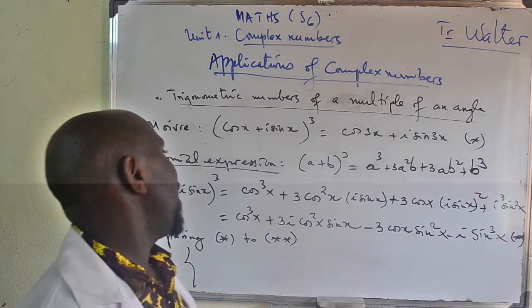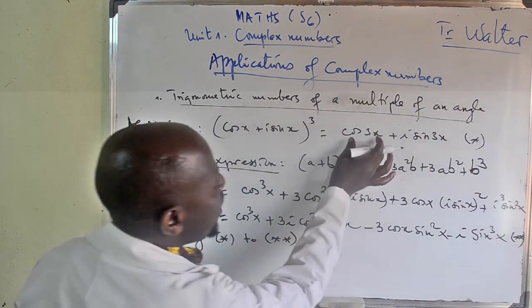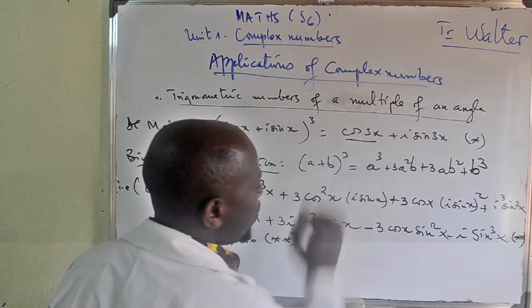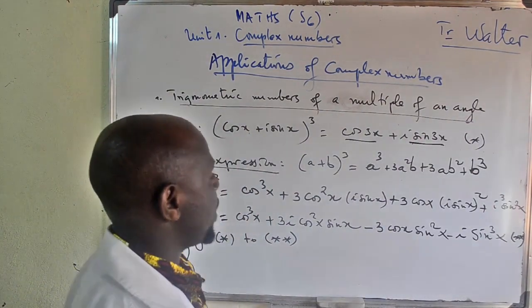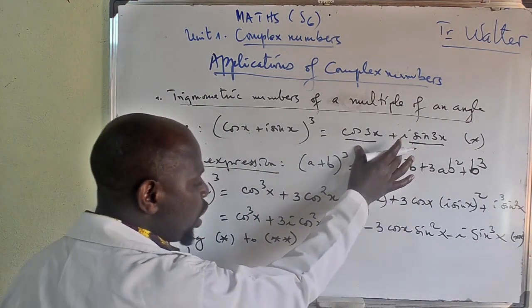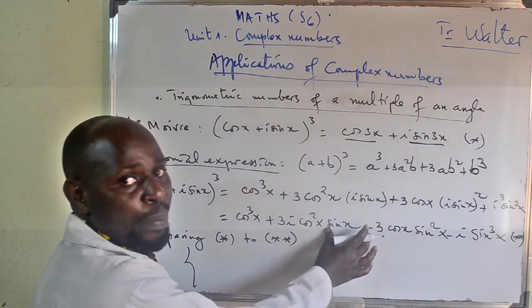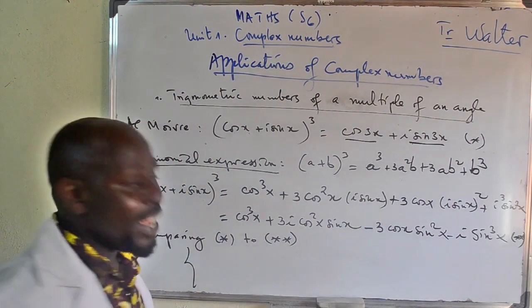We have seen this later. So, ladies and gentlemen, this is the real part of this complex number, and this is the imaginary part. So the real part from the first expression should be equal to the real part of the second expression.